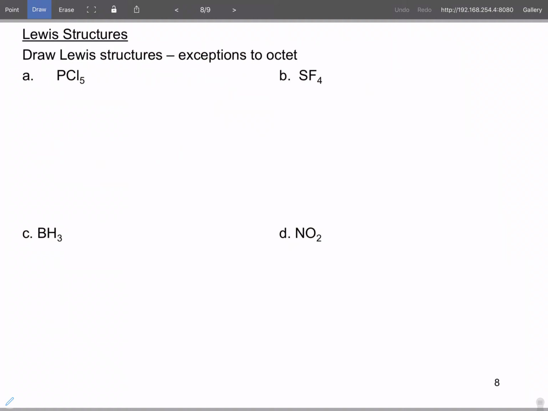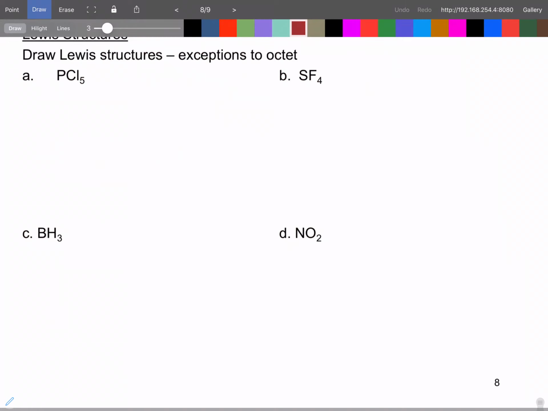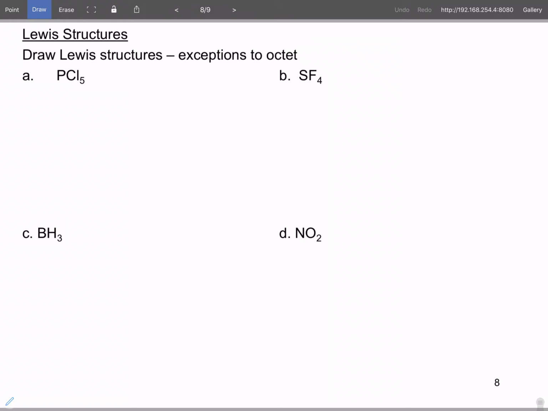So let's show you examples of exceeding the octet. Well, phosphorus is 5 plus 7 times 5, which is 35, so we're at 40. So phosphorus is the central, so we have chlorine, chlorine, chlorine, chlorine, chlorine. Notice that I picked off sides, so that's 2, 4, 6, 8, 10 electrons, so we're going to fill the externals.